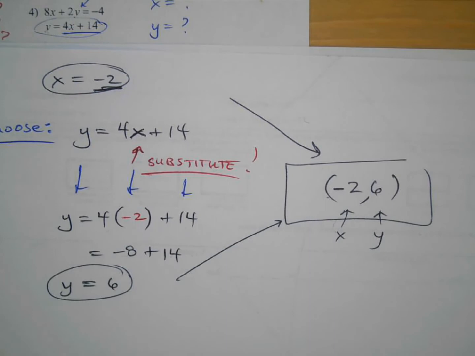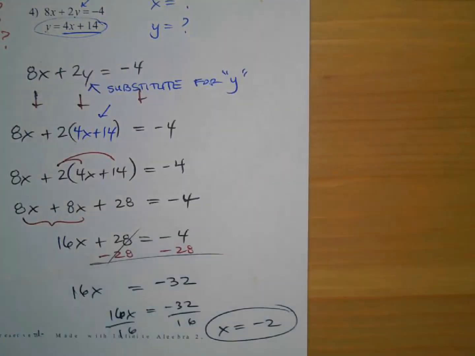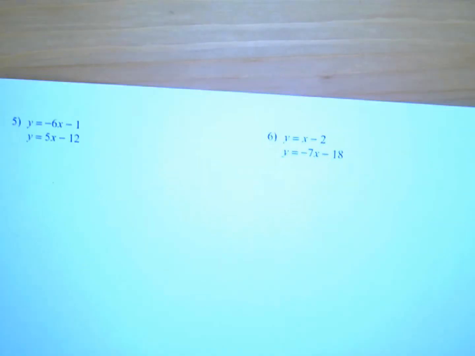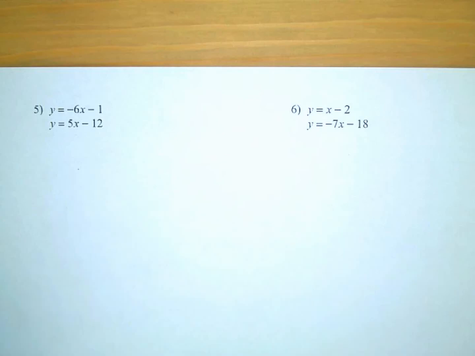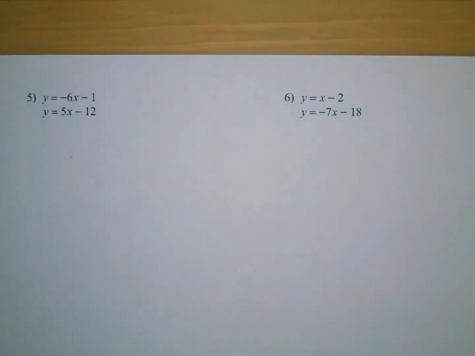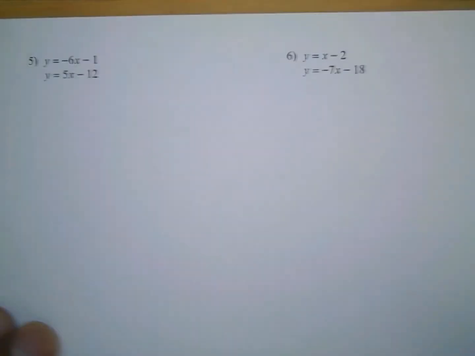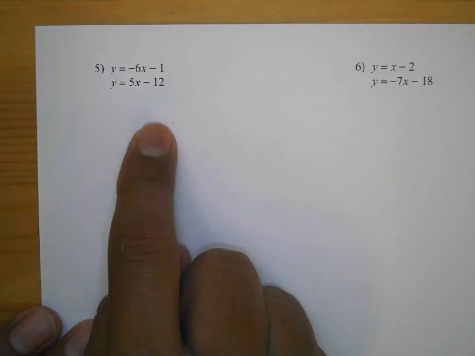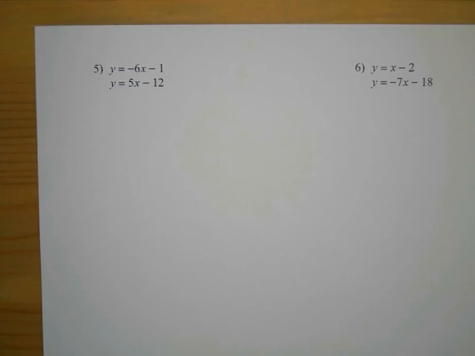Okay, the last two. The last two are actually just a little bit different. The first two were the easy ones. The second ones were like the medium, and these are going to be a little bit different, but they're not any harder. They're not any more difficult. Okay, 5 and 6. Let's do 5. So copy it, pause it here, copy it. When you're ready, play the video.